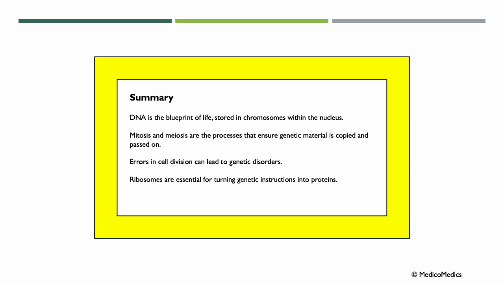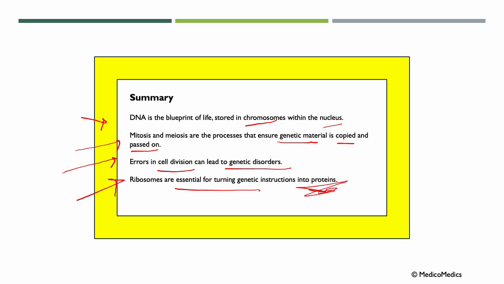And in summary then, DNA is the blueprint of life stored in chromosomes within the nucleus. Mitosis and meiosis are the processes that ensure genetic material is copied and passed on. Errors in cell division can lead to genetic disorders. Ribosomes are essential for turning genetic instructions into proteins.